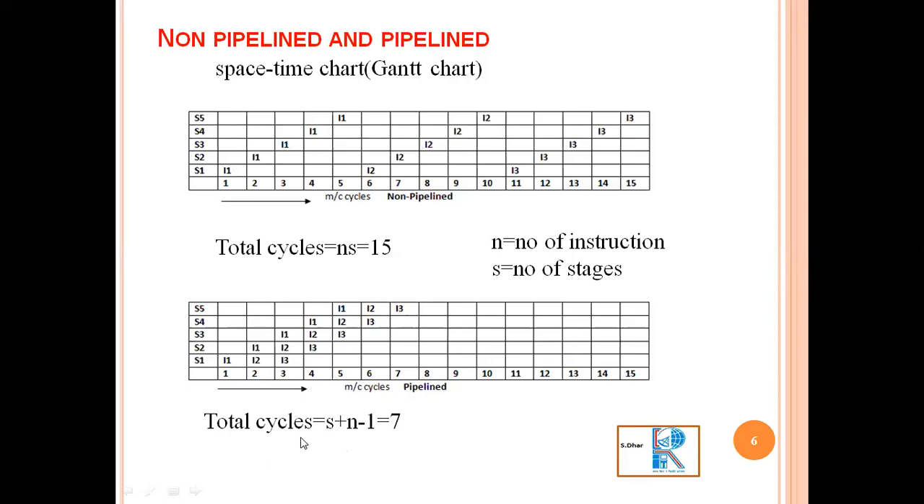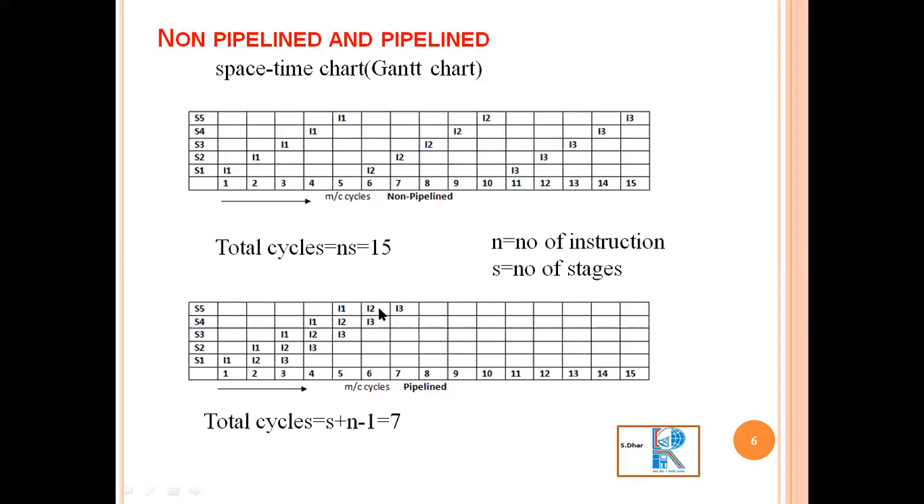So see here, what is the total cycles? Total S cycles are required for the first instruction, and the remaining number of instructions is N minus 1, because N is the total number of instructions. In each cycle 1 instruction will be completed, so there are N minus 1 cycles.